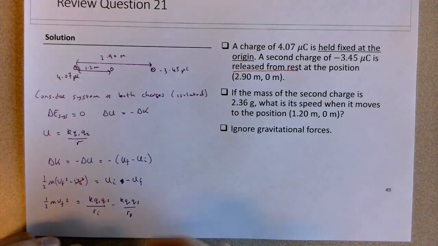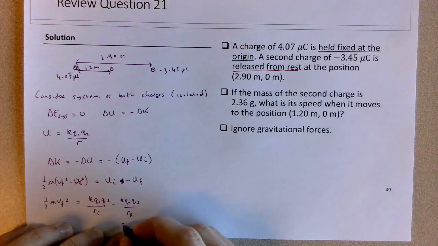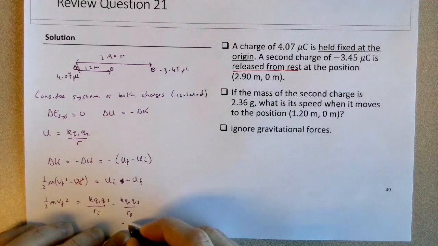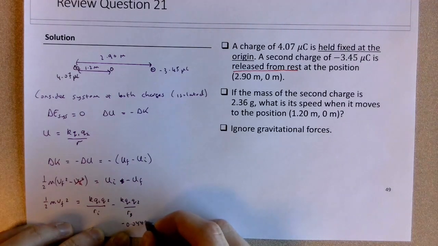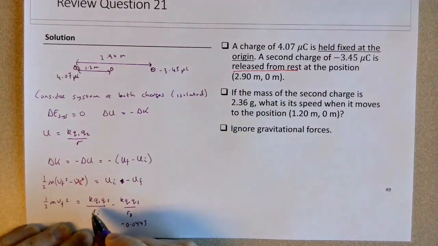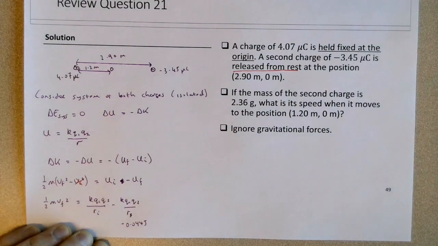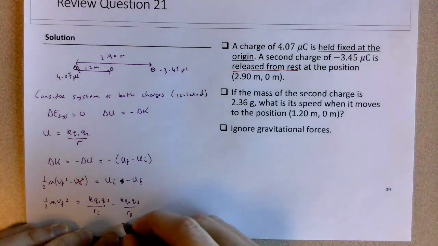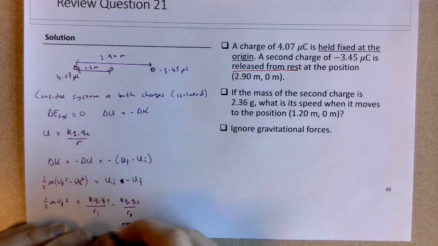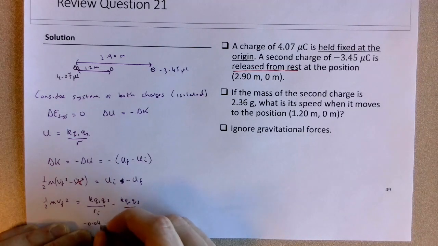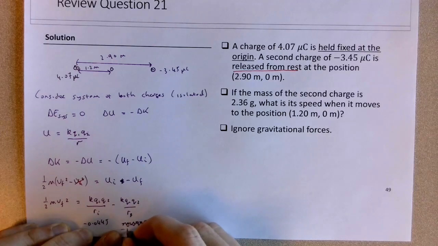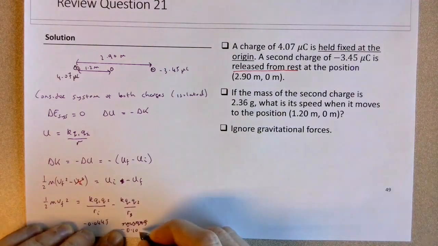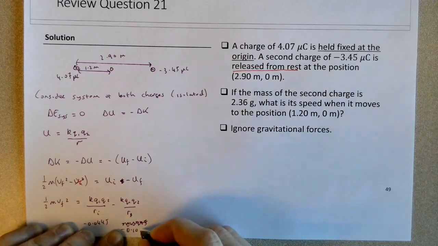So this is going to be negative 0.044 joules, and potential energy is negative. Oops, sorry, got these mixed up. This one is negative 0.044 joules. This one's negative 0.105.